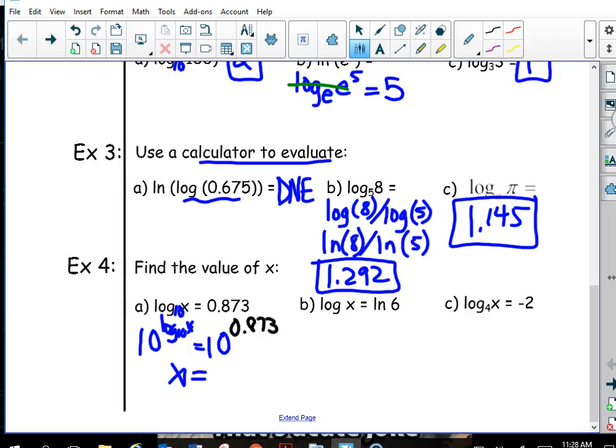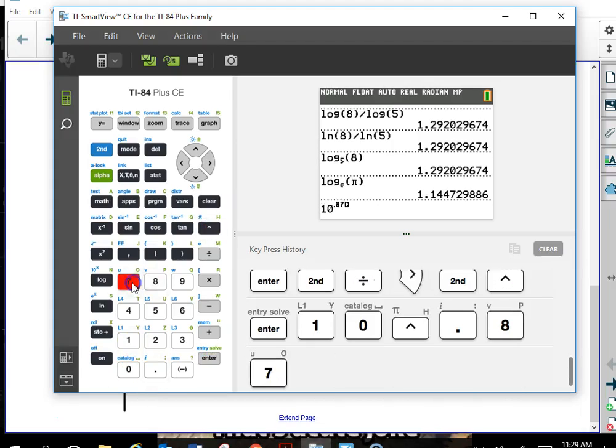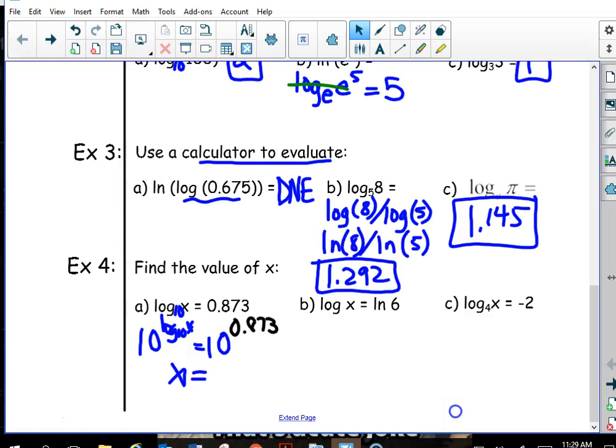So when I go into my calculator, 10 to the 0.873, use that caret key, and I'm going to round to 3 decimals, 7.464.